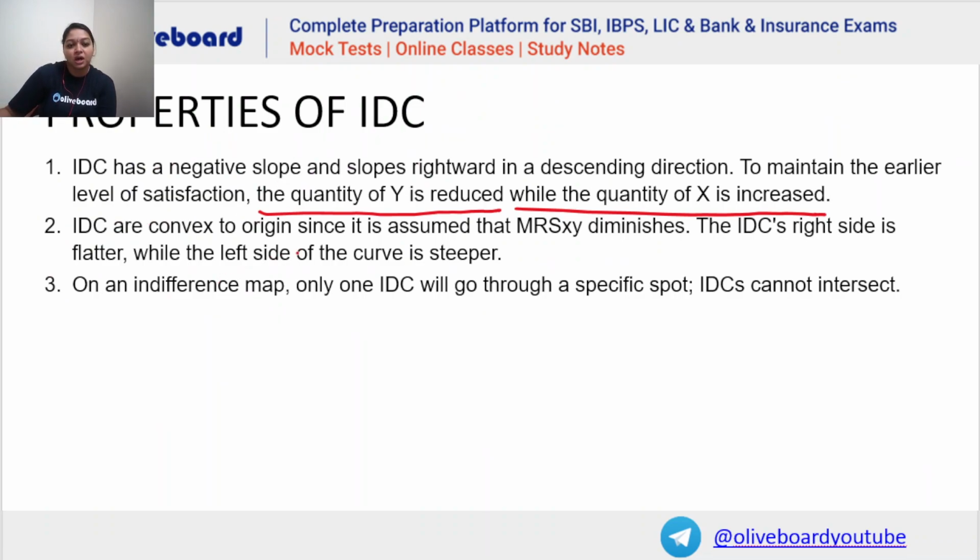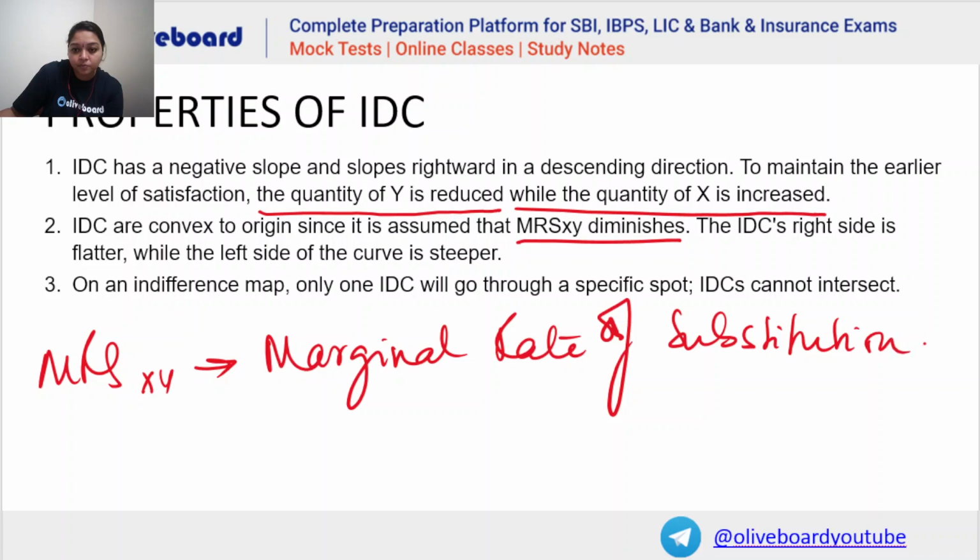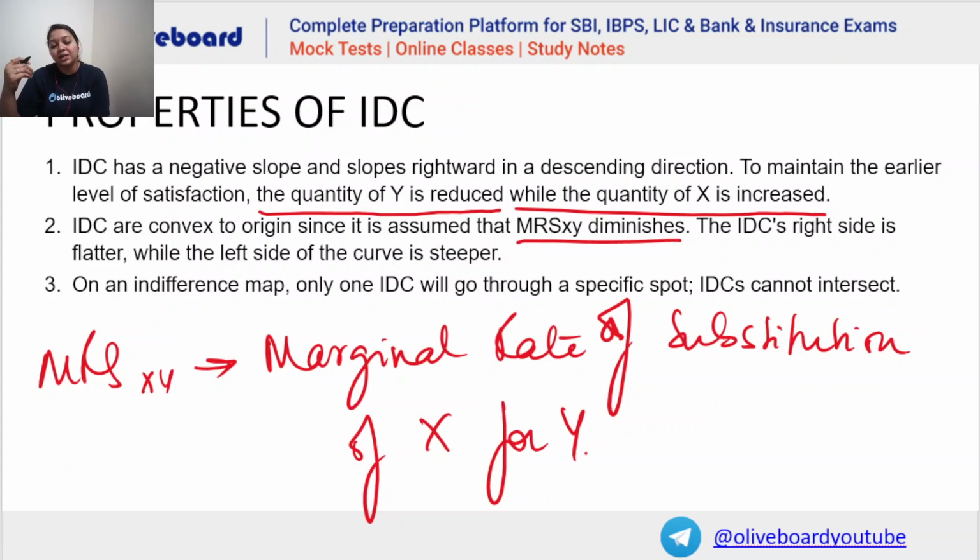Then indifference curves are convex to the origin since it is assumed that MRS XY diminishes. So now what is MRS XY? It is nothing but marginal rate of substitution of X for Y. Okay. So when we say marginal rate of substitution, it is the rate at which one commodity is replaced or substituted by the other. And the assumption is that in indifference curve analysis, it keeps on decreasing. Okay. So that is the second property.